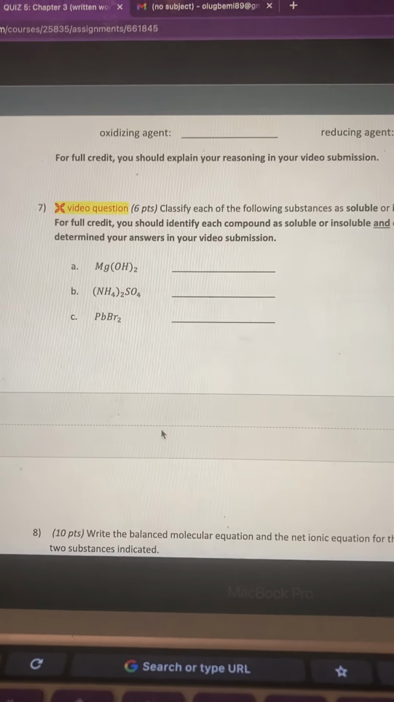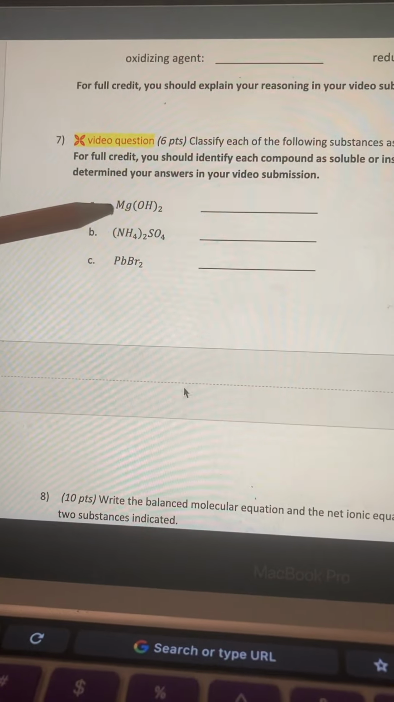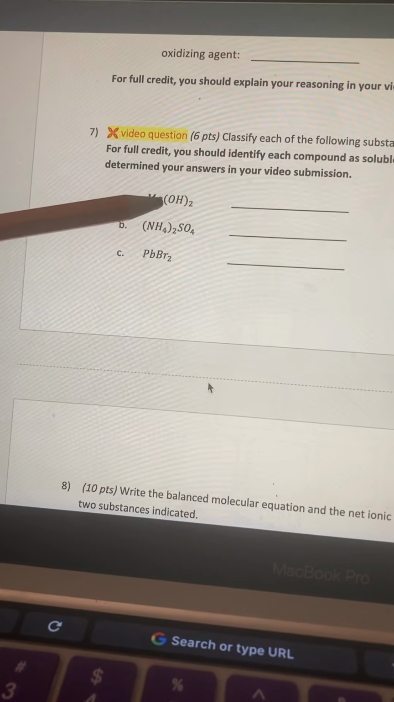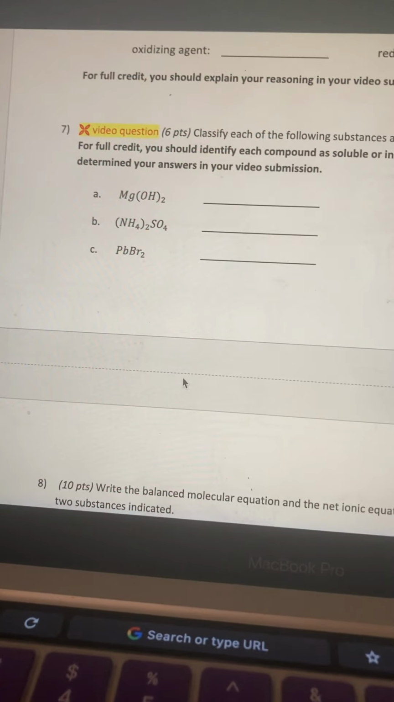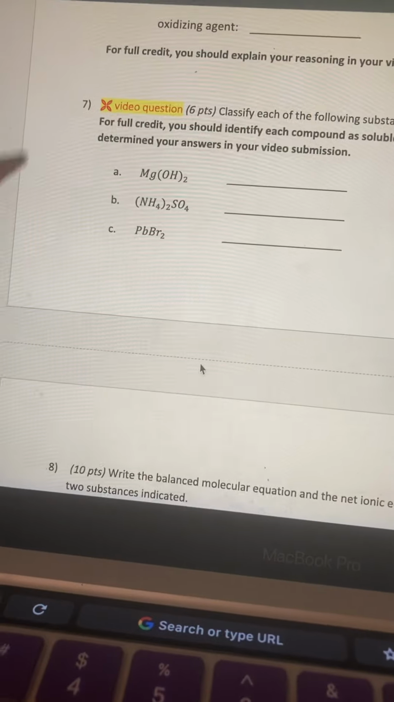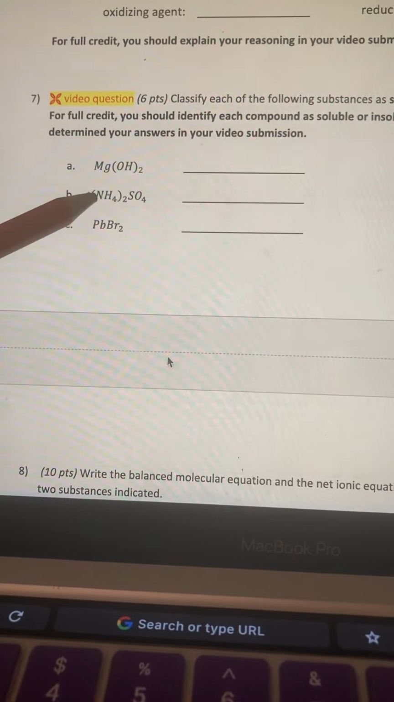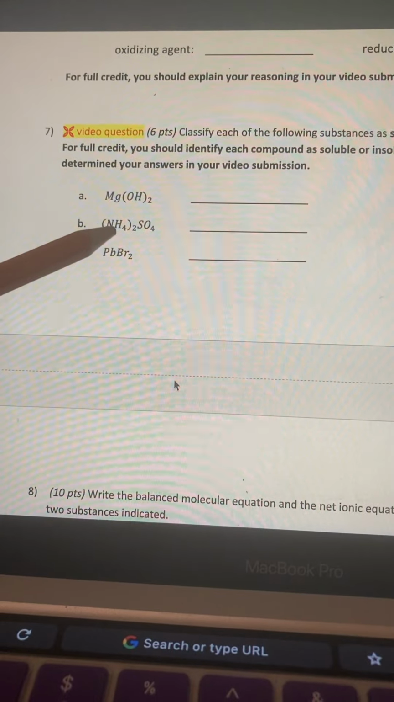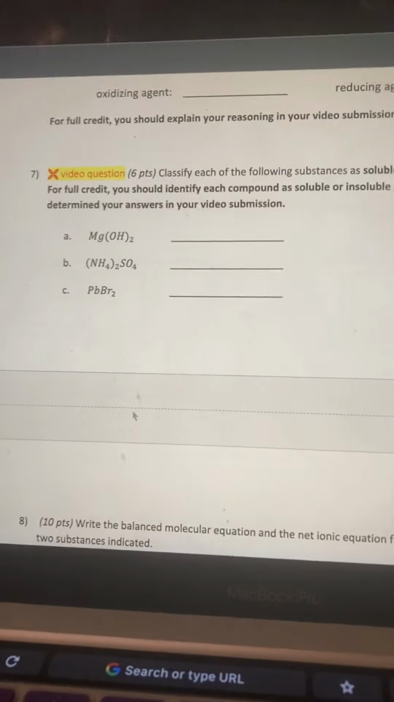For 7, if it's soluble in water, Mg(OH)2 is not a strong base, and so most metal hydroxides don't dissolve in water. And Mg(OH)2 is an exception, so that's insoluble. (NH4)2SO4 is soluble. I know NH4 is really soluble in water. And I'm pretty sure sulfate is as well.